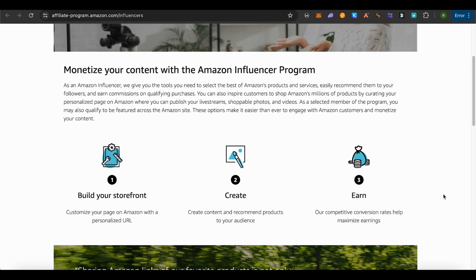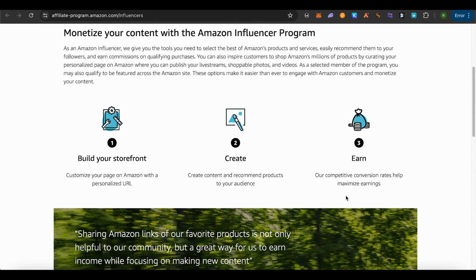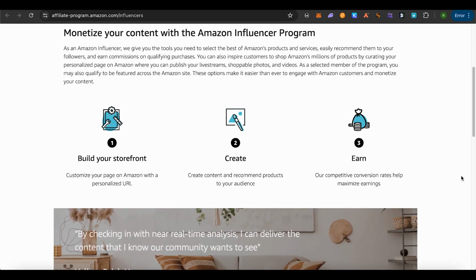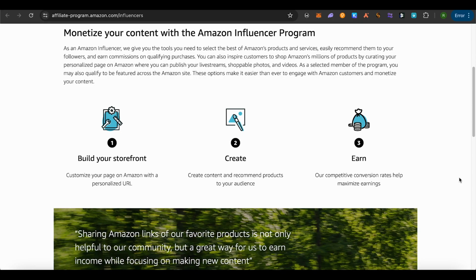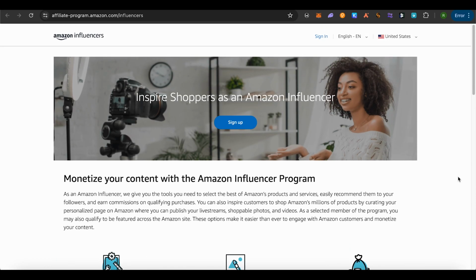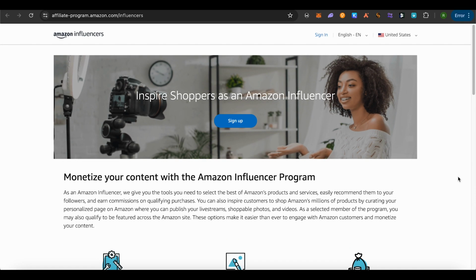You would be given a storefront where you can list all your customized products, and people would be able to go there and purchase from there, and there will be personalized URLs for your products, and you would be able to convert at a better rate, or earn a competitive conversion rate. So this is how it will be different, and you can utilize it this way.